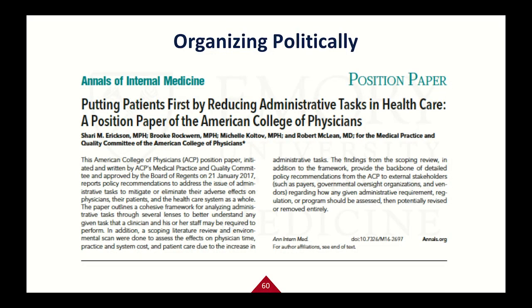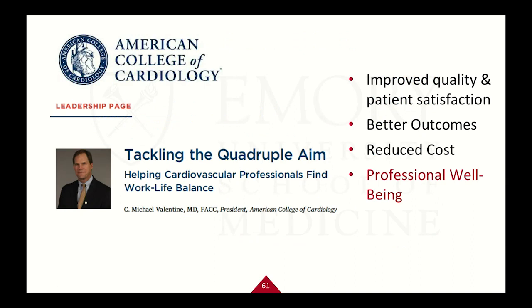We should organize, right, to try and fix this. I'm not going to stand here and say I have good answers for you. The Annals of Internal Medicine and the American College of Physicians have probably taken some of the important first steps. They actually have a position statement on reducing administrative tasks and clerical burden. The American College of Cardiology, in response to the national crisis, has taken on the quadruple aim, right? In addition to the initial triple aim of improved quality and patient satisfaction, better outcomes, and reduced costs, we have now added professional well-being as a part of your ACC being your professional home.